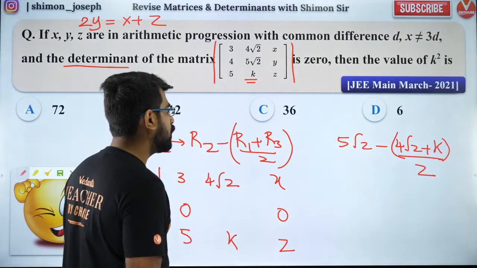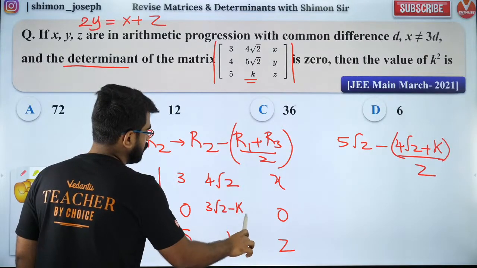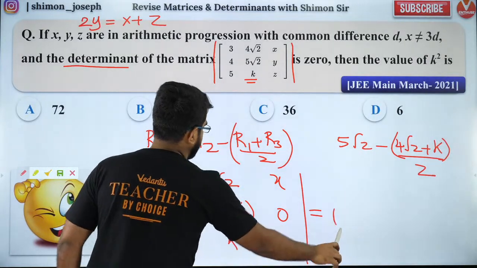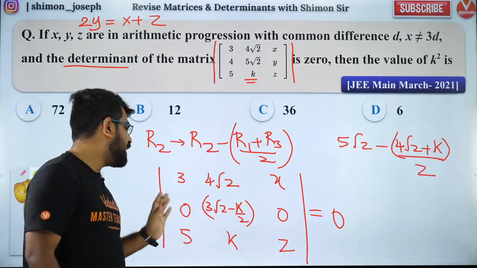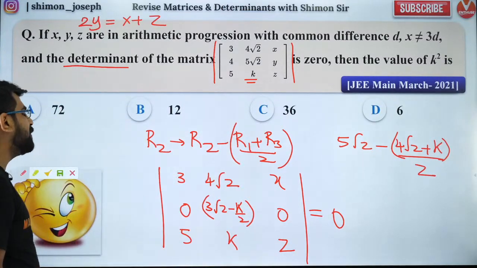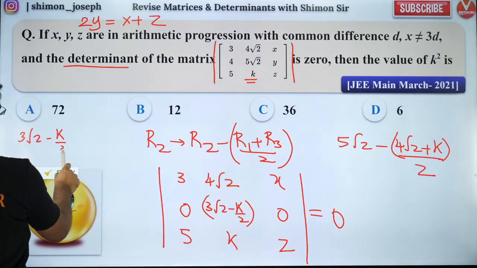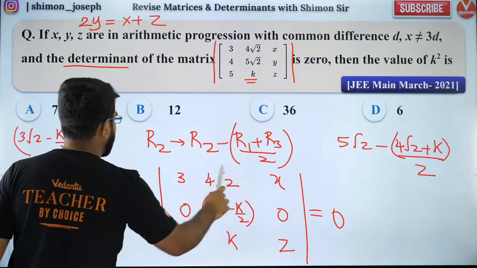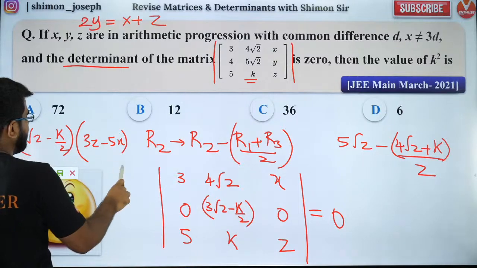Okay, so that is going to be there. So it will be 3 root 2 minus k by 2. So that is your middle one. Now this determinant is 0. So now I can open the determinant with respect to the middle one. If I open it, I will get (3 root 2 minus k by 2) into what will I get? 3z minus 5x. 3z minus 5x is equal to 0.